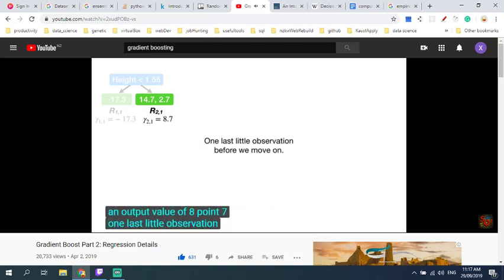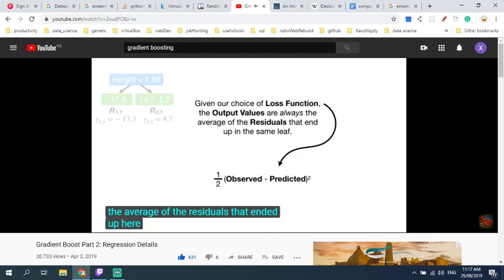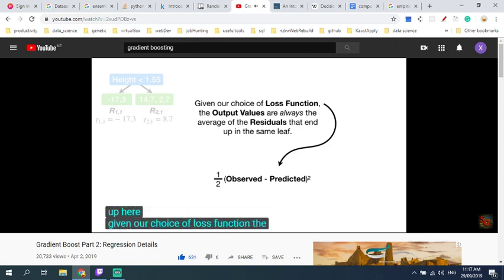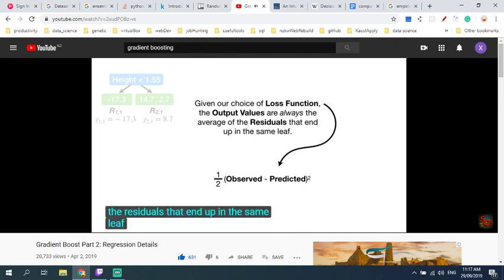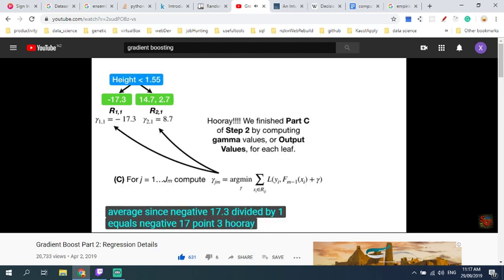One last little observation before we move on. We just saw that the output value for this leaf, r sub 2,1, is the average of the residuals that ended up here. Given our choice of loss function, the output values are always the average of the residuals that end up in the same leaf. Even if only one residual ends up in a leaf, the output value is still the average since negative 17.3 divided by 1 equals negative 17.3. Hooray!